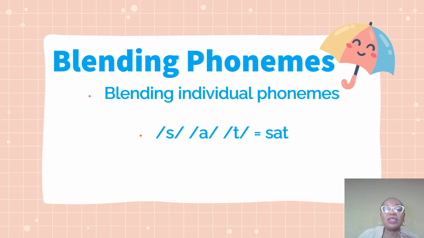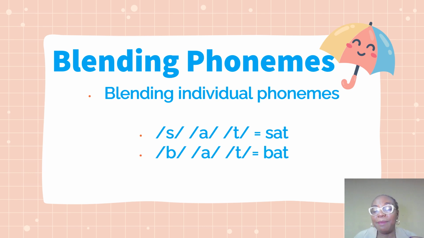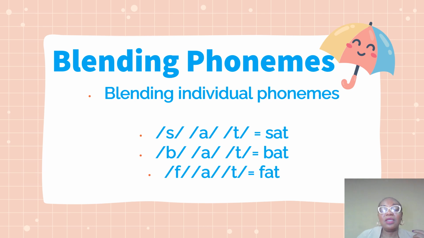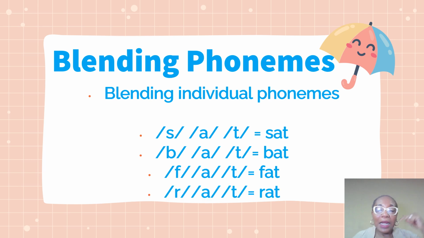So looking at blending individual phonemes, if you have three sounds, s, at, you should be able to blend them together to get the word sat. b, at, bat. f, at, fat. r, at, rat.